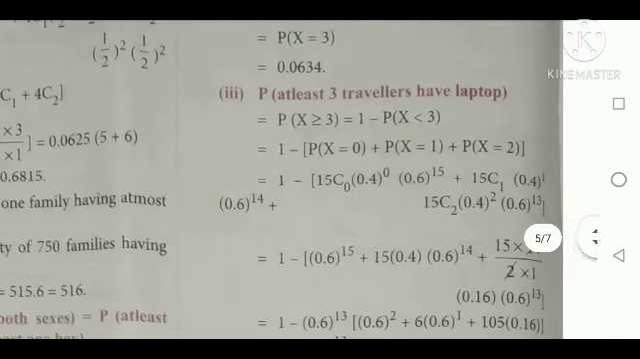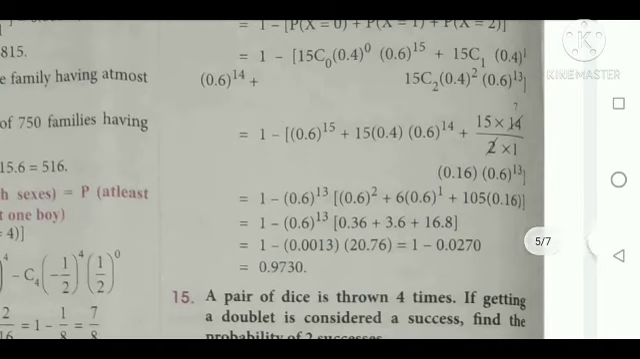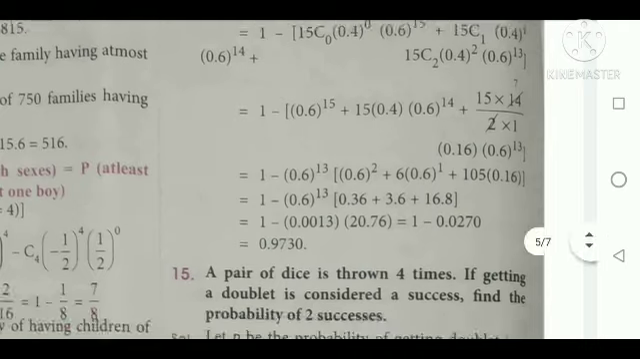Then at least 3 travelers have a laptop means 3 travelers, 4 travelers, 5 travelers, it may go more than 3. Therefore 1 minus P of x less than 3, that is 1 minus P of x equal to 0 plus P of x equal to 1 plus P of x equal to 2. We are getting the answer 0.9730. Okay.